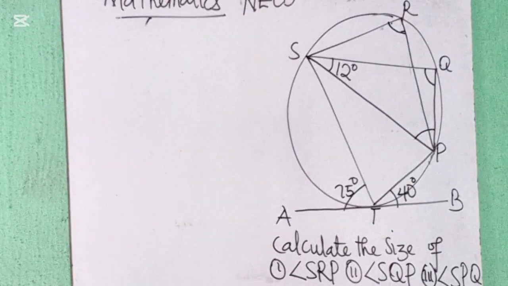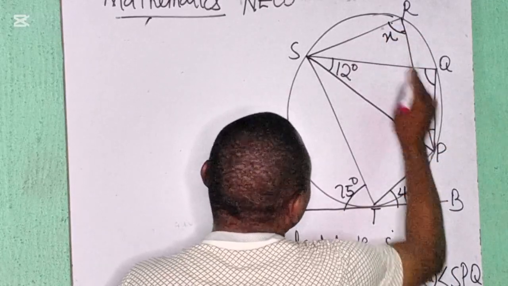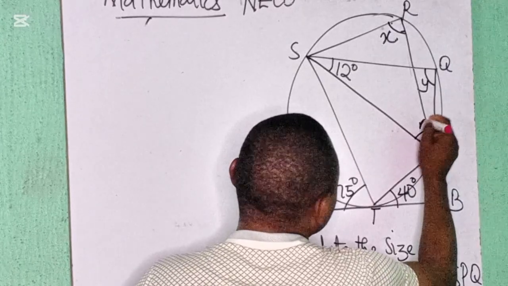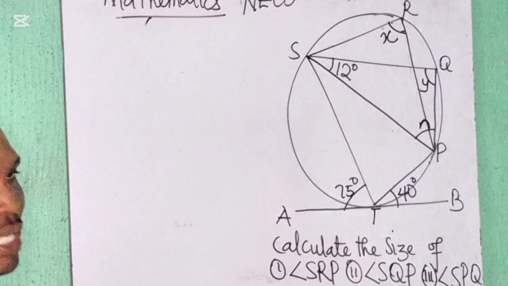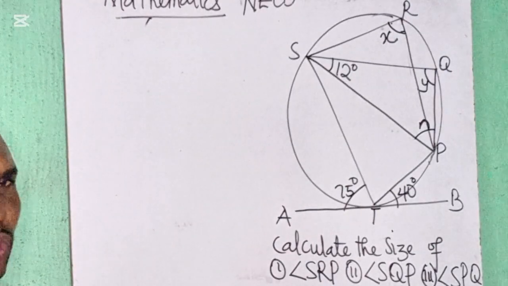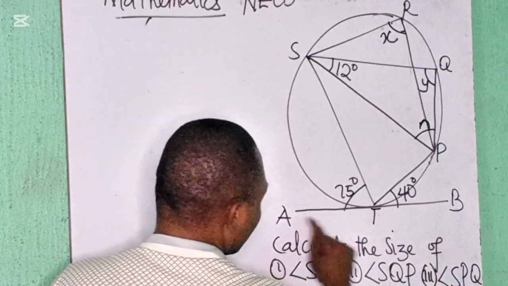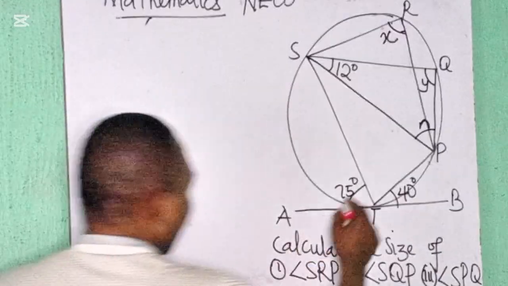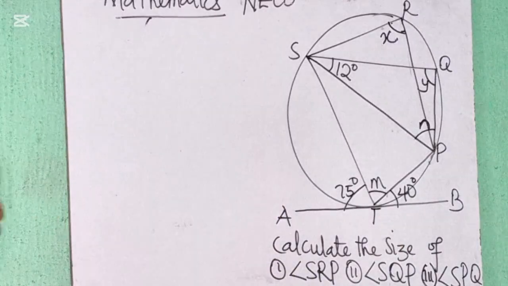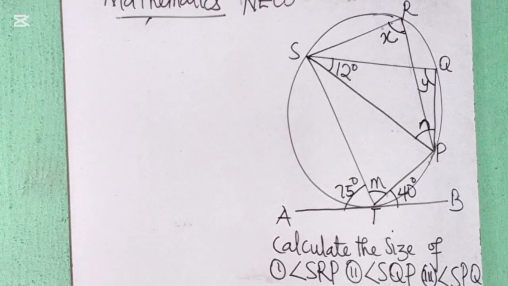Now to make our work easier, let me call this place X, this place Y, and this place N. Is that clear? Good. Now with this we can easily solve this question. Look at the board. What are we starting with? 75 degrees and 40 degrees are on this straight line, which is the tangent. Let me call this place M. M, 75 degrees and 40 degrees are on a straight line. Is it not true?